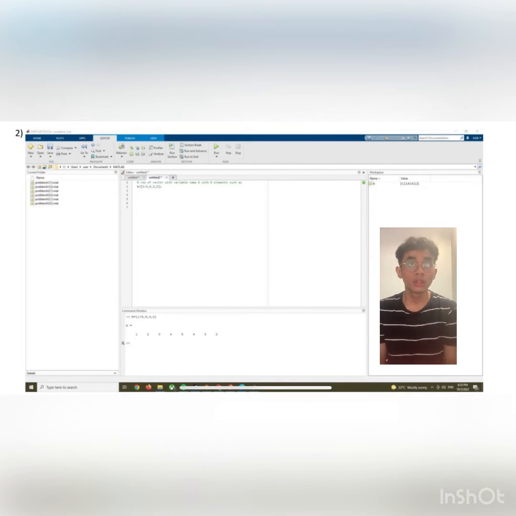Next question. The question needs us to find the row vector with variable name B with 8 elements such as 1, 2, 3, 4, 5, 4, 3 and 2. So first step, we need to enter the variable B in the command window with the elements 1 until 5, 4, 3 and 2, and the answer is the variable B is equal to a row vector which is 1, 2, 3, 4, 5, 4, 3 and 2.